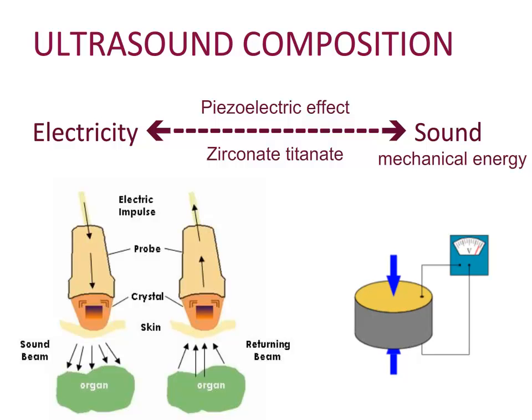Sound reflections from tissue interfaces return and hit the crystal, which in turn vibrates, creating electrical current. And as you know, the amplitude of the reflection determines the brightness of the signal, and the time it takes a reflection to return to the probe determines the location of the reflector on the screen.